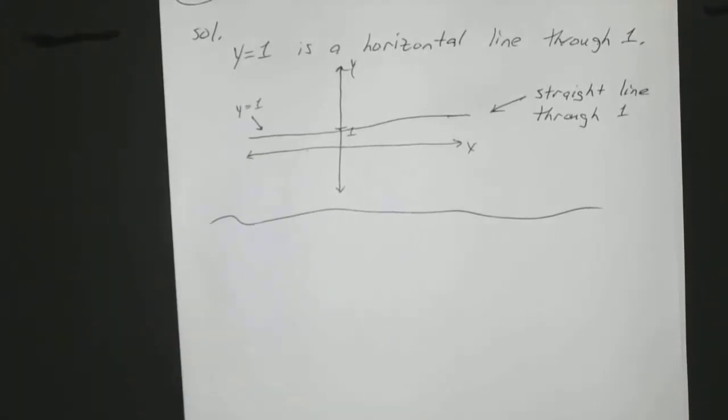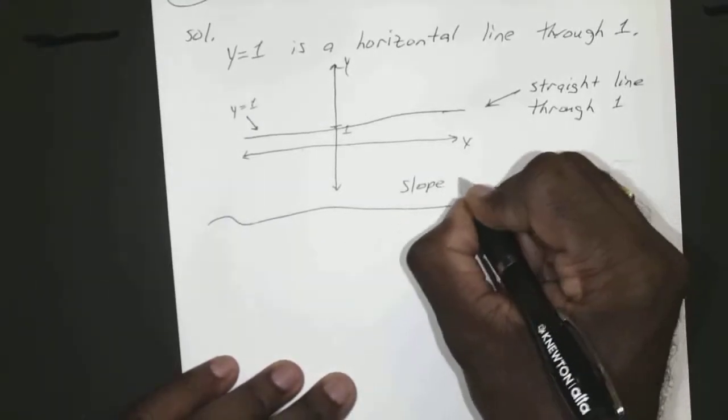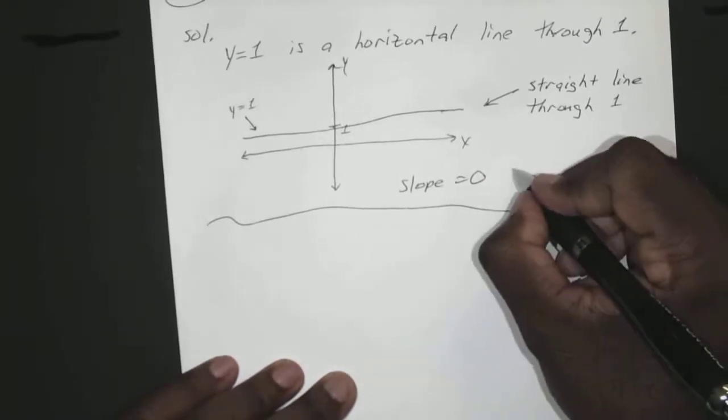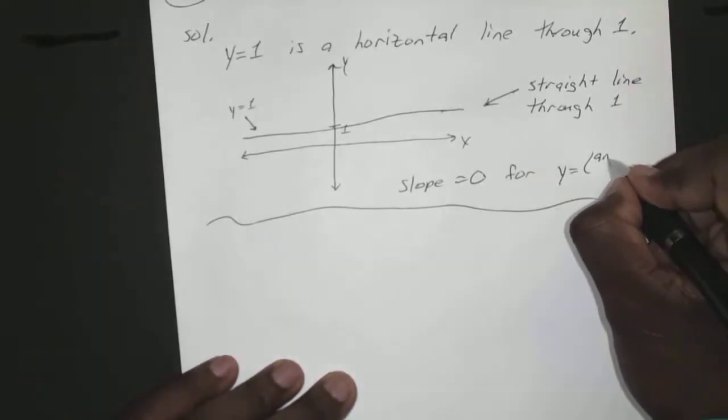Okay. Now, whenever you have a straight line, remember the slope tells you how fast it's going up or how fast it's going down. If it's just a straight line, it's not going up, it's not going down, which means the slope is 0. So slope equals 0 for y equals any number at all.